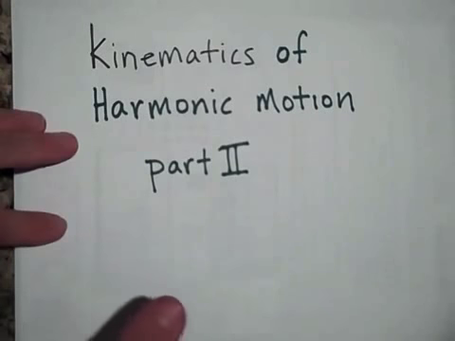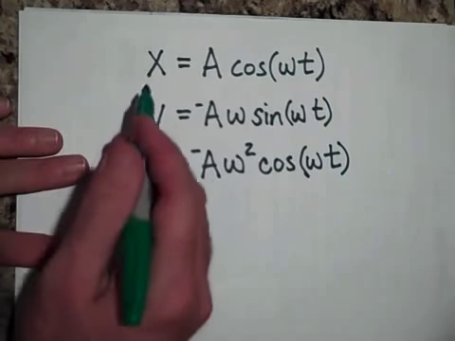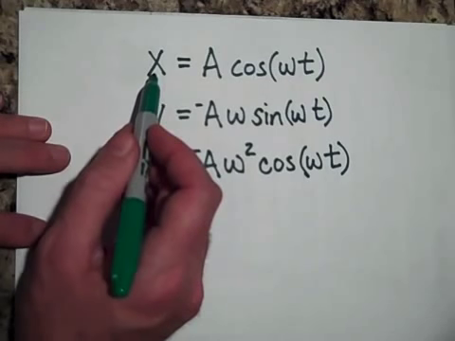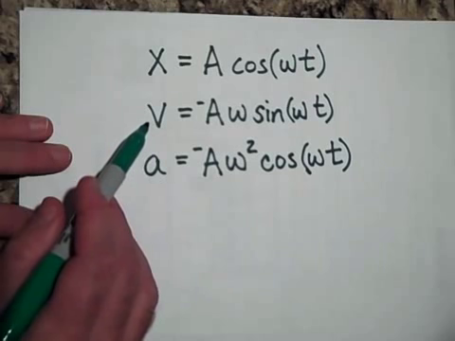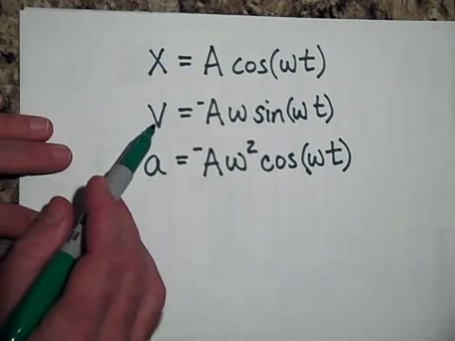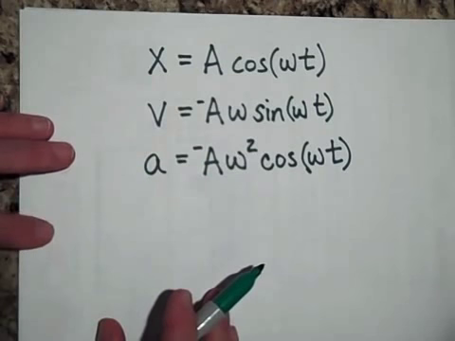Okay, I kind of got cut off on that last one. We had these three equations that describe simple harmonic motion: the position of an object going in simple harmonic motion, the velocity of the object, and the acceleration of the object.